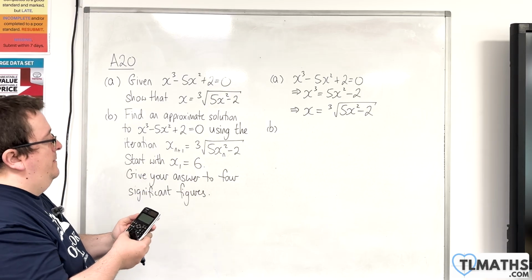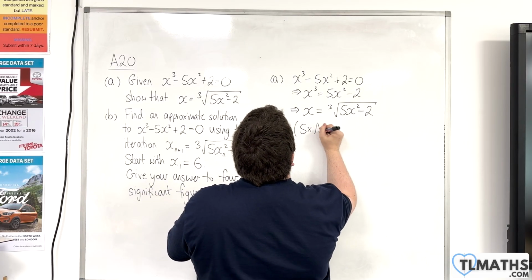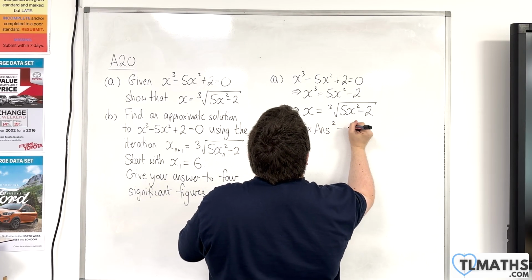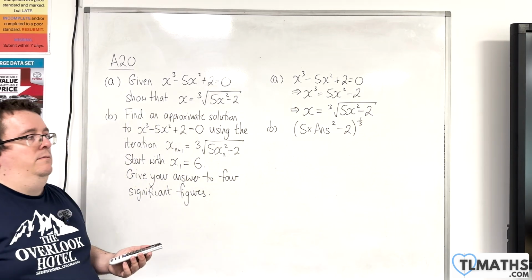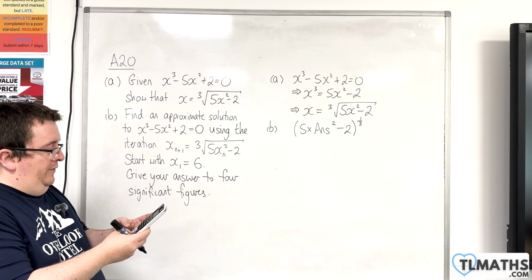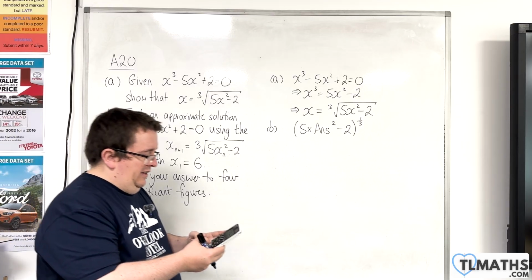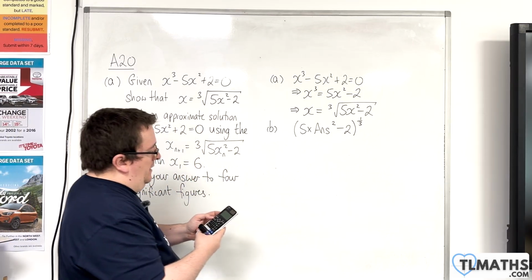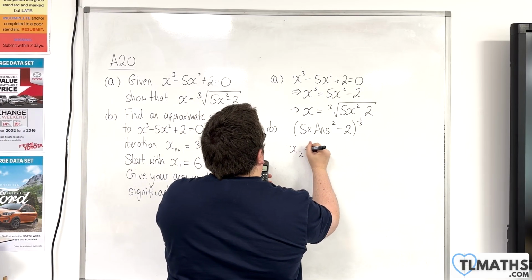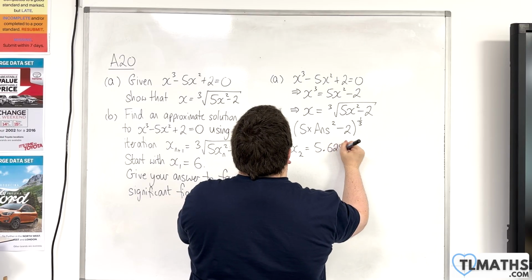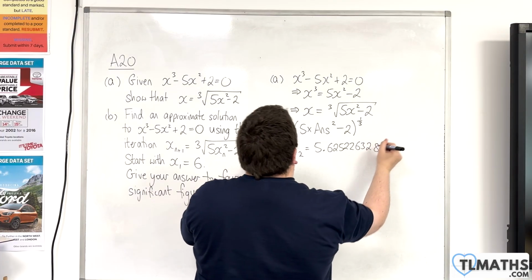So one way you could do that is you could type in bracket 5 times answer squared take away 2, and then cube root is the same as to the power of a third. Okay, so 5 times answer squared take away 2, close the bracket, to the power of a third, and then press equals. So what you should be getting is that x2 is 5.625226328.